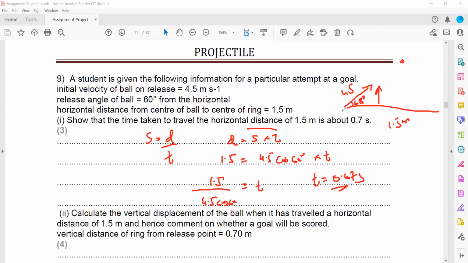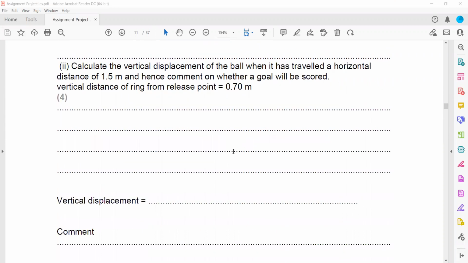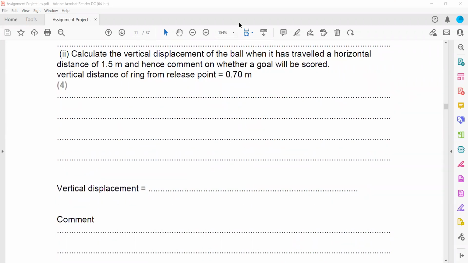Look, sometimes maybe you're not able to solve the first part, so you can use the answer which is given here, because the next question needs the time. So this time you have to use in the next part. That's why, if you are not able to solve the first part, you can use the given answer to do the second part. The second part: calculate the vertical displacement of the ball when it has traveled the horizontal distance of 1.5. So when the ball has traveled a horizontal distance of 1.5, the question is at what height this ball is.